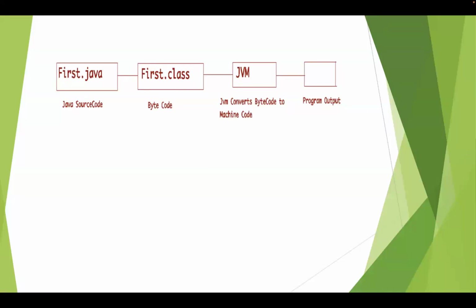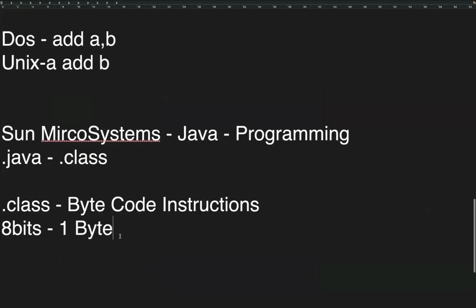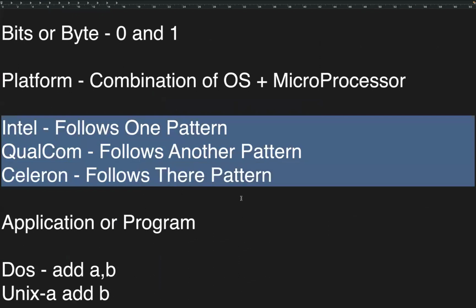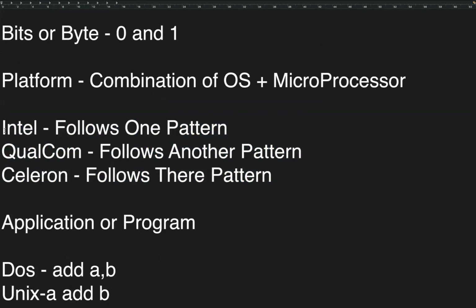Now, what is bytecode? Bytecode can be used to represent your source code in machine language instructions, usually bits and bytes, zeros and ones. As I said, 1 byte equals 8 bits. But the bytecode instructions we generated in the .class file will not be understood by all these processors. This bytecode is only for Java. Whatever bytecode instructions are in the .class files, these processors will not understand.